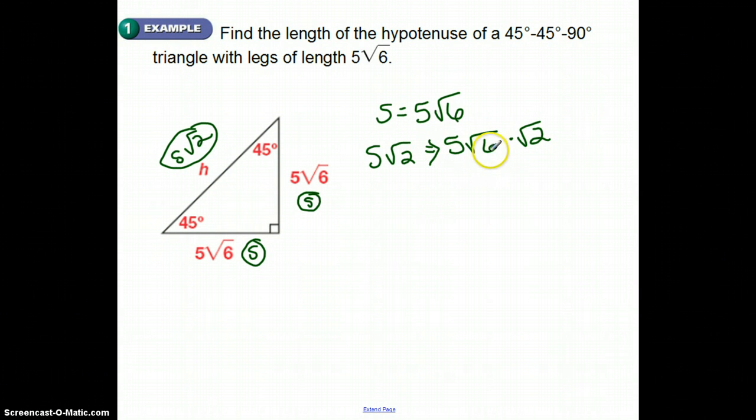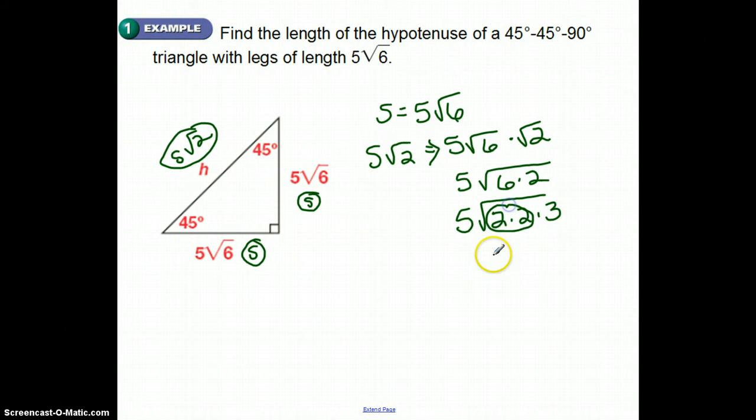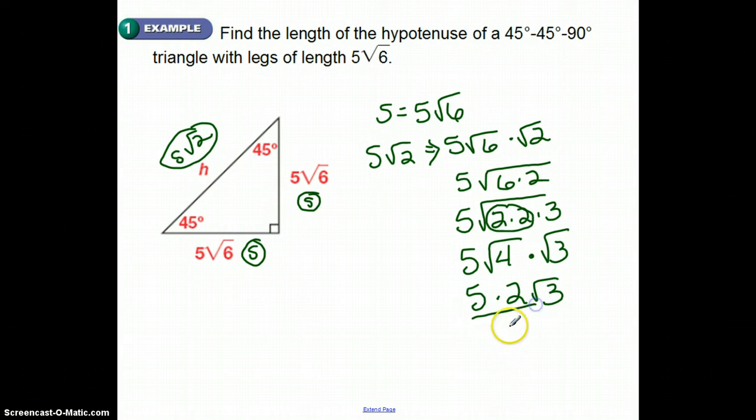Now the big thing for us is if I were to really take this and put these together, 6 is really 2 times 3. So there's already a 2 here, so 2 2s and a 3. And this is going to be that perfect square that we were talking about before. So square root of 4 is 2. So 5 times 2 would be 10. So H is going to be 10 square root of 3.